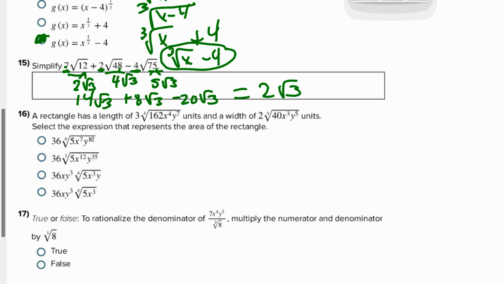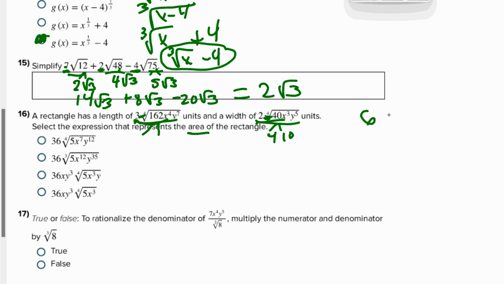Okay, looking at this, the length is this units, the width is this unit. So take our length and our width, and we want to express the area, so we're just going to multiply those. So I can take the outside times outside, so 3 times 2 is 6. So we're good there. They're both fourth roots, so we can multiply the inside. But instead of multiplying 162 by 40, I might as well try to break it down and look for groups of 4.